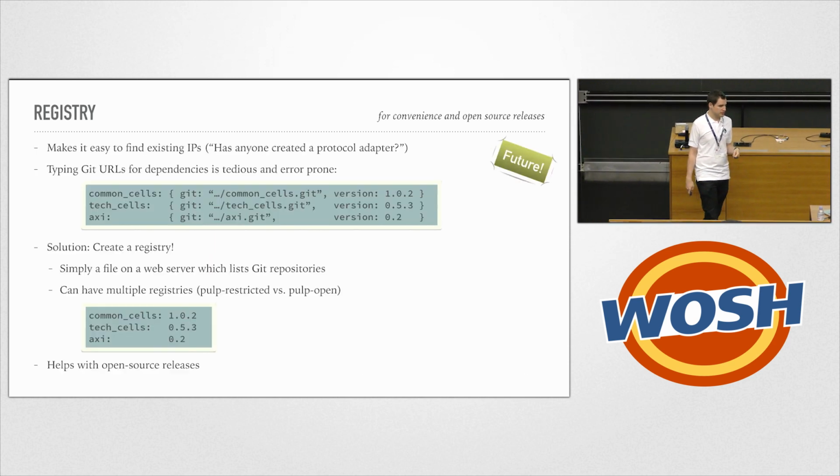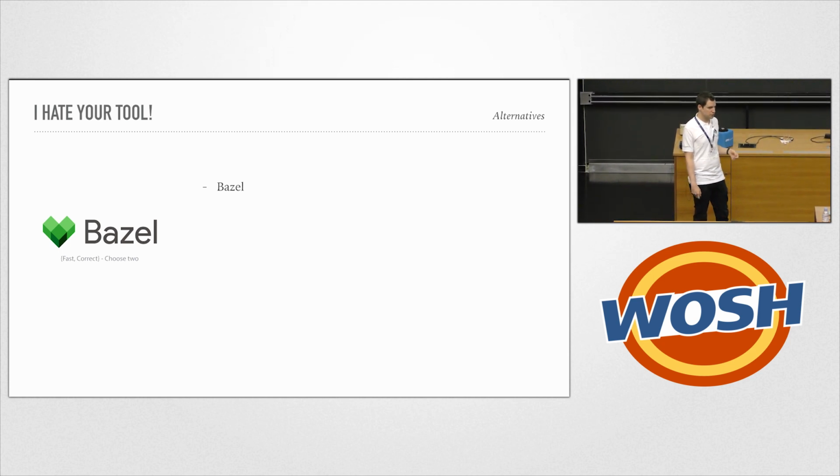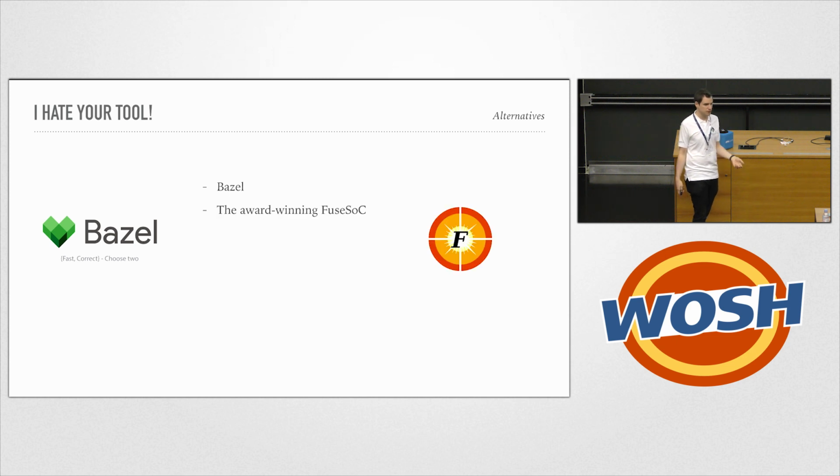All right, so this registry part we skip. What happens if you hate this tool? There are other options available. There's, for example, Bazel, which has a cool layer which is agnostic to what you're actually building, so you can use this to collect your RTL. Then there's the award-winning FuseSoC, which can be used, which ties into this, and there are also cool ways to make the tools collaborate on that.